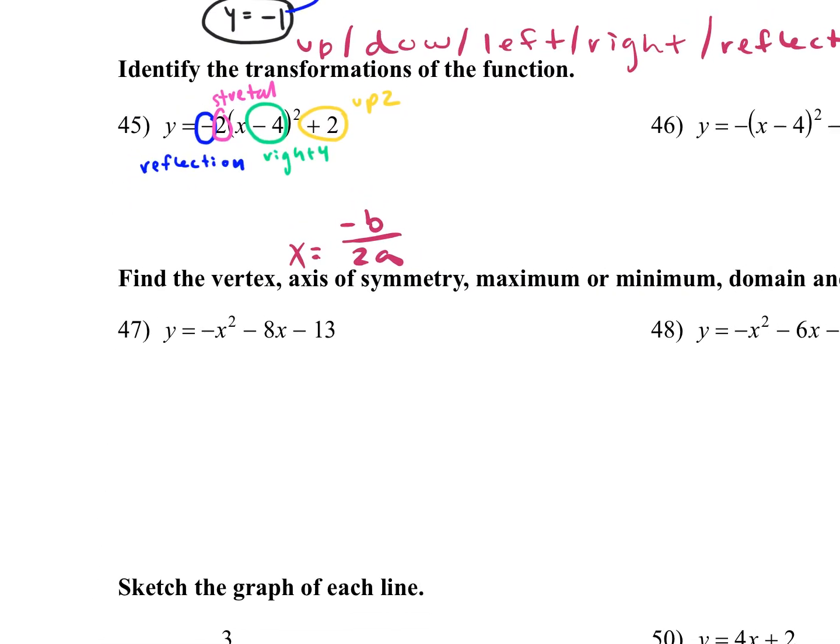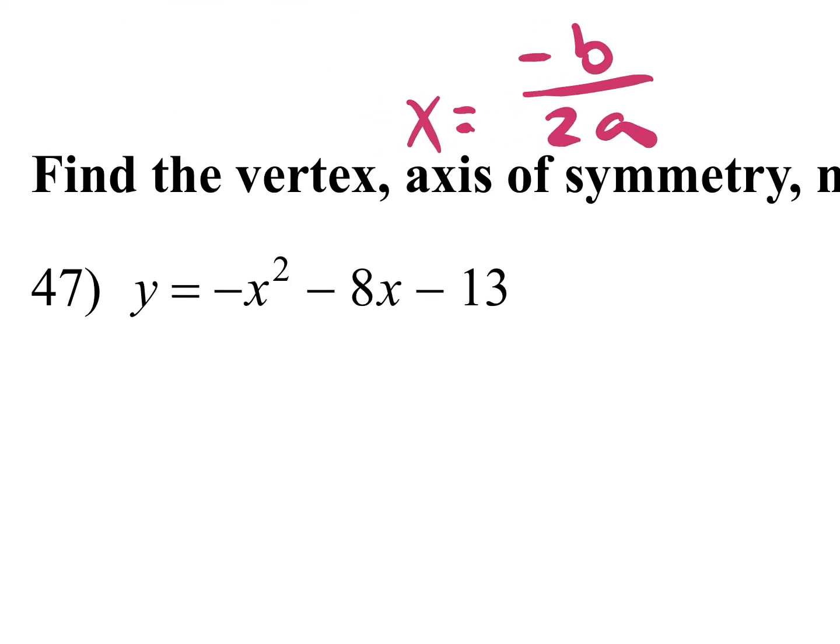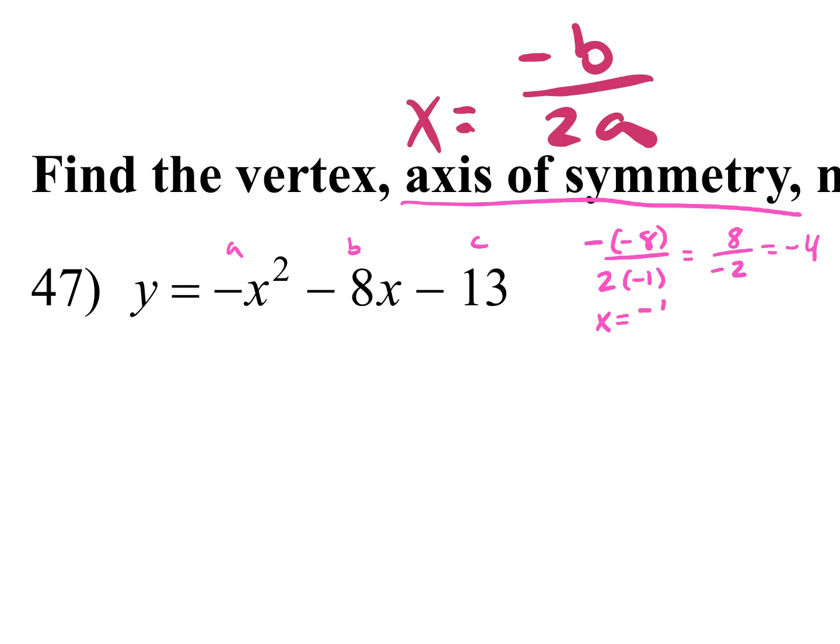47. We have to find the vertex, axis of symmetry, max or min, domain, and range. So we start by finding our axis of symmetry, which we use this formula. So we have negative b over 2a. This is a, b, and c. So we have negative 8 over 2 times negative 1. So it would be positive 8 over negative 2. And what's 8 divided by negative 2? Negative 4. So my axis of symmetry is x is equal to negative 4. So what's the first number in my vertex?